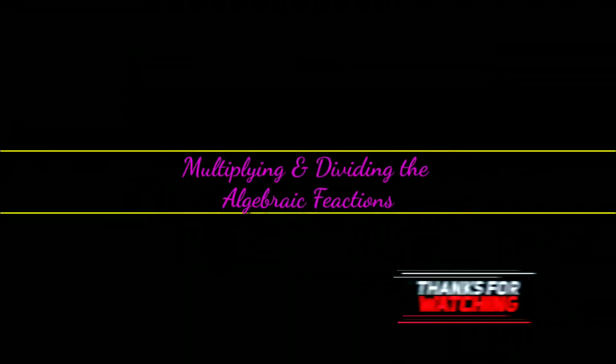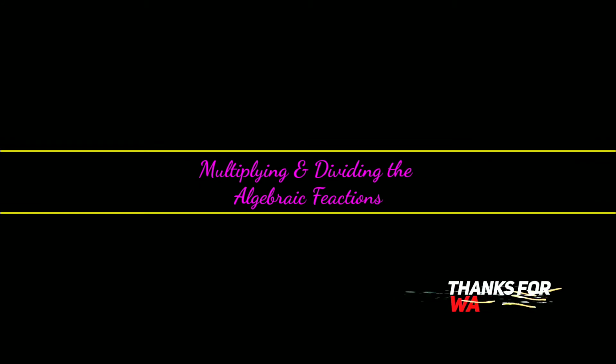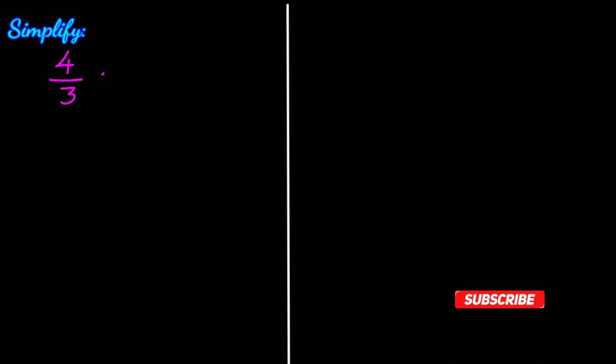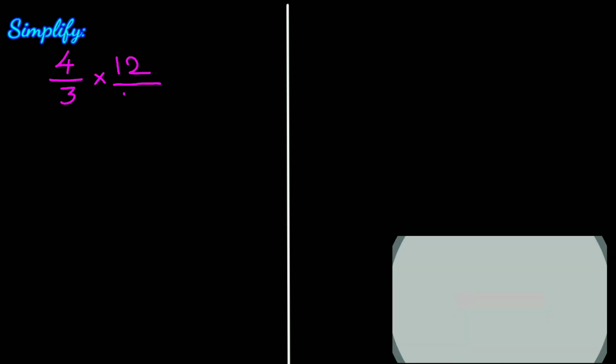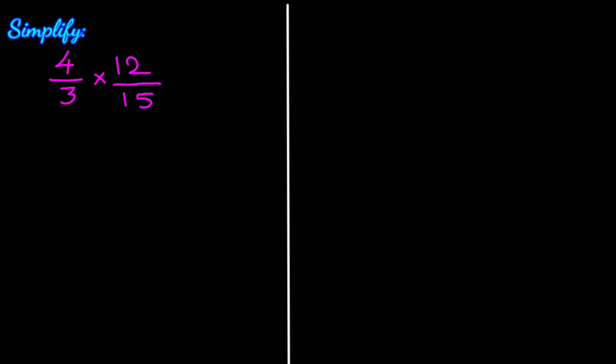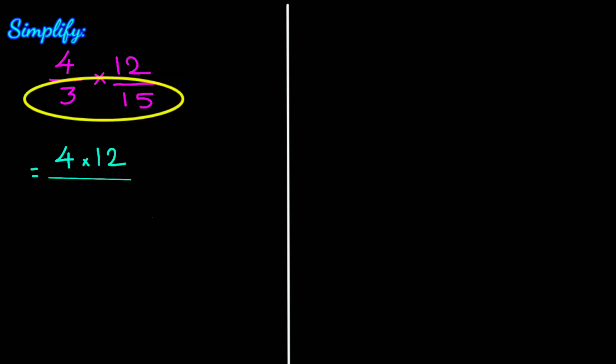Today's topic is about multiplying and dividing algebraic expressions. Our first example is 4 divided by 3 times 12 divided by 15. Here, let's multiply the numerators. We have 4 times 12 divided by, multiplying the denominators, we have 3 times 15.